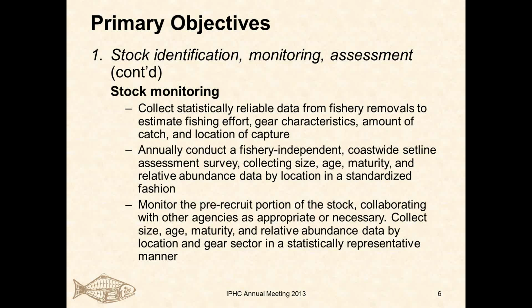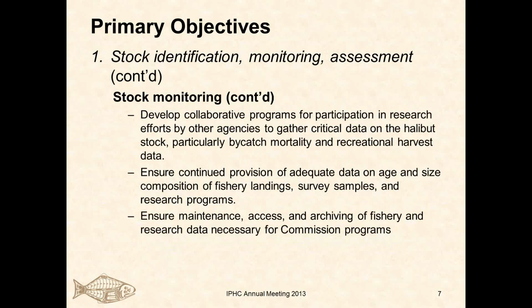Ian will be doing a lot more work in trying to incorporate much of the effort on juvenile fish into the stock assessment itself. We also need to develop collaborative programs for participation research with other agencies. We obviously are a small agency and we don't have the tools available to us that some of the larger agencies do. So we work very closely with National Marine Fisheries Service in Alaska, which is a large area of halibut occurrence, to gather critical data on the stock through their tools and by participating with them in programs.